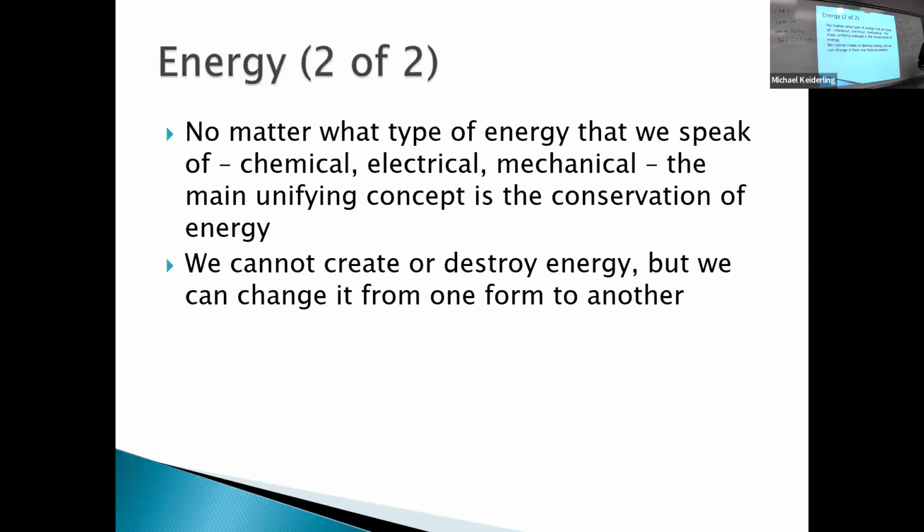And you can show this. You can do something like run paddles in a bucket of water, and that water will warm up. Or, you can rub your hands together. That's like wasting energy, and your hands warm up because it's being converted into heat. So we can't create or destroy energy, but we can convert it from one form to another.